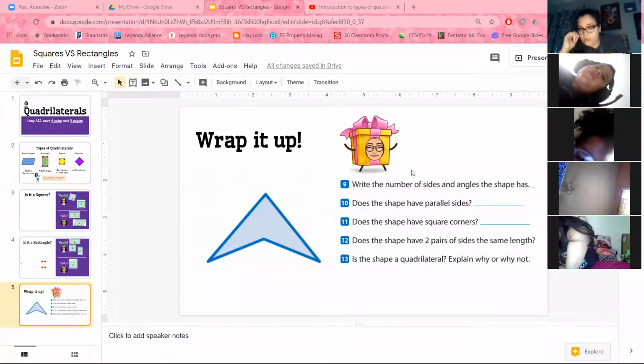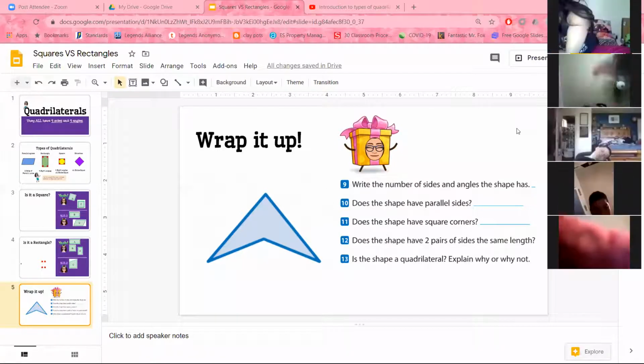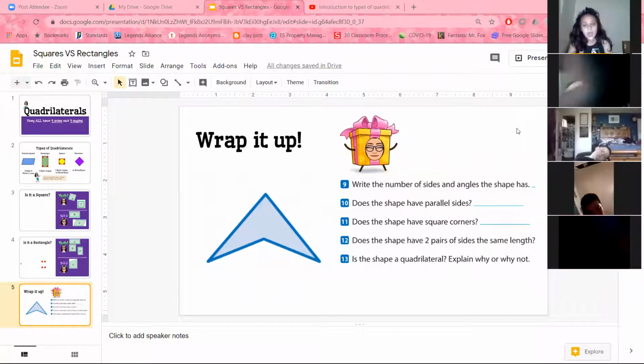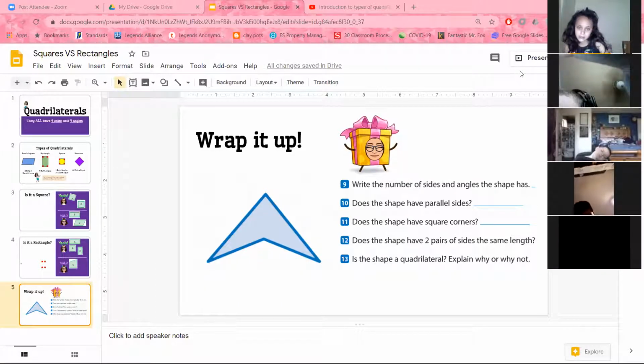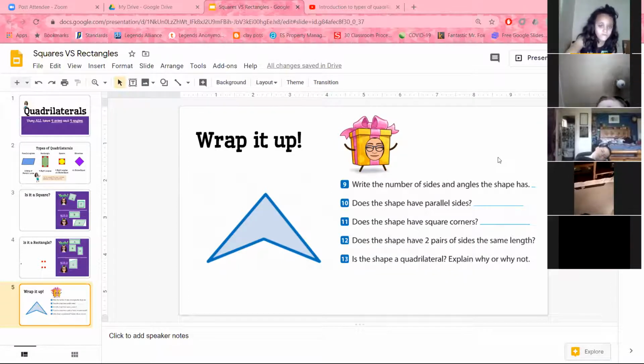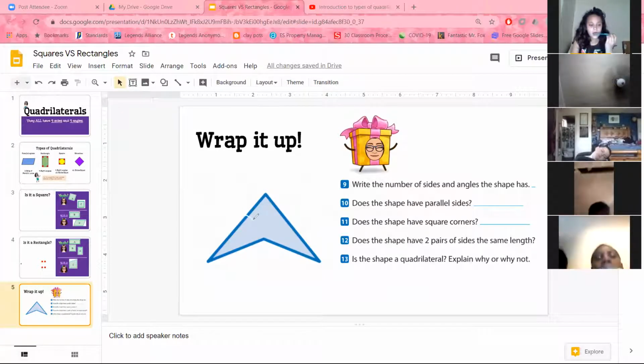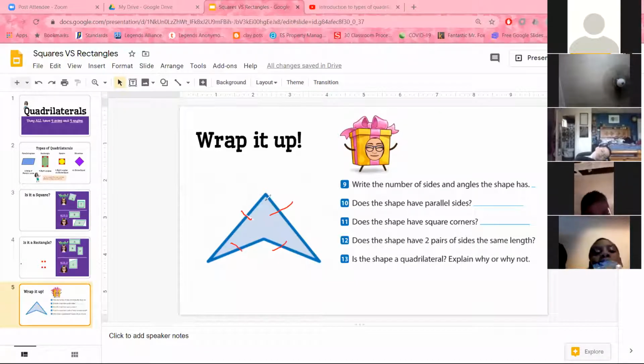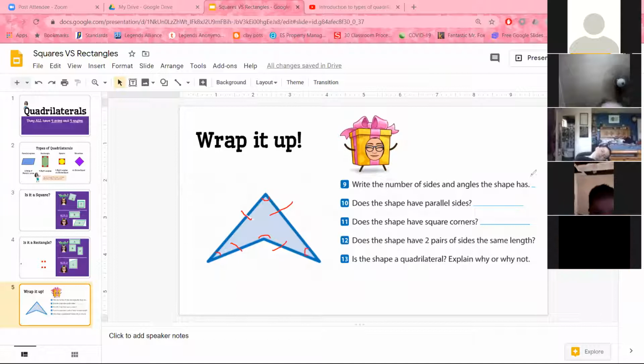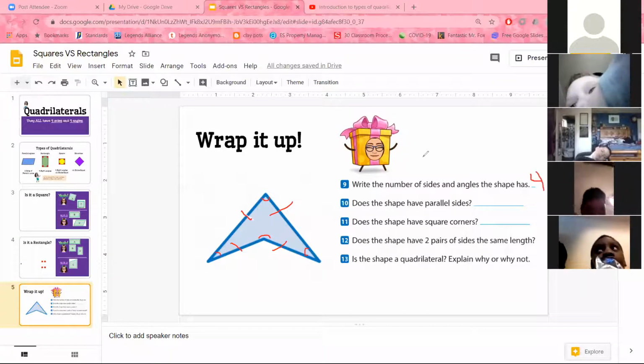Jayana, so how many sides and angles does this shape have? It has 4 sides and 4 angles. Good. 1, 2, 3, 4. And it has 1, 2, 3, 4. So good job, Jayana. 4 sides, 4 angles.